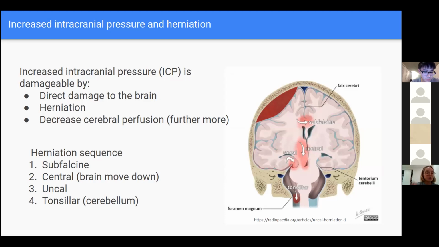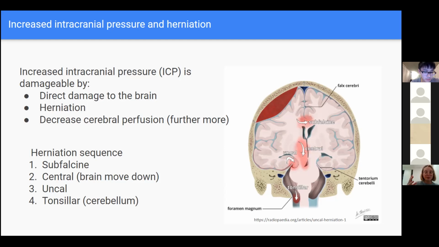As we know, if there's blood in the brain, then for sure it's an add-on to everything that is already in the skull, and the skull cannot move. If you have more things in something that cannot change volume, then pressure is increased. And increased pressure will lead to direct damage to the brain. It can lead to herniation, and it can lead to decreased cerebral perfusion furthermore. If you're bleeding, your cerebral perfusion of blood is already low.